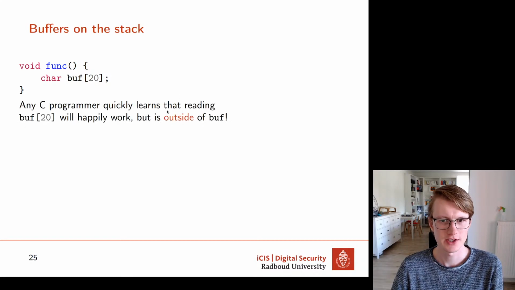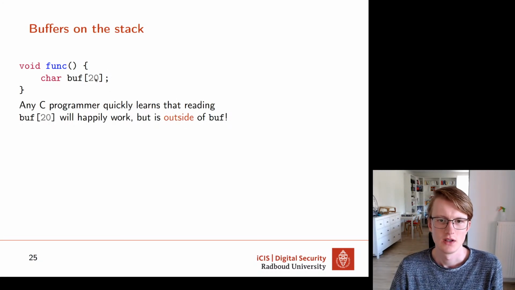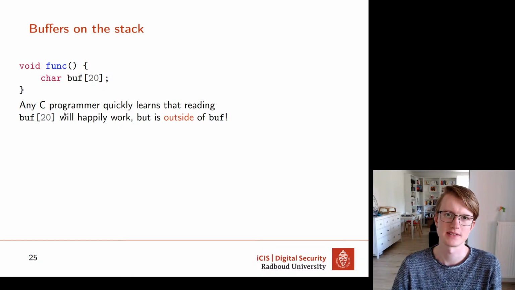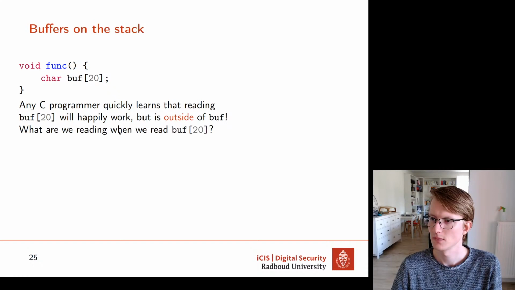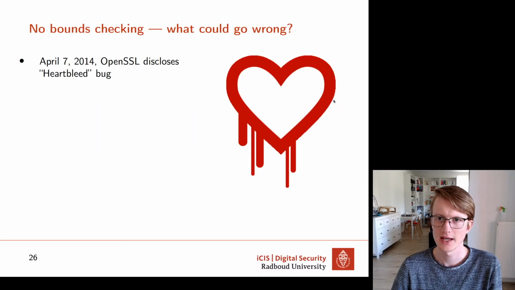So, buffers on the stack. You declare a buffer. This is a character buffer. It's 20 long, and you'll quickly learn that reading the 20th value will work happily, but it is outside of this buffer. So what happens when we read this value? Well, we're reading up the stack. So the stack looks something like this, and we'll be reading up it. And yeah, such bounds checking, if you don't do that, what can go wrong?